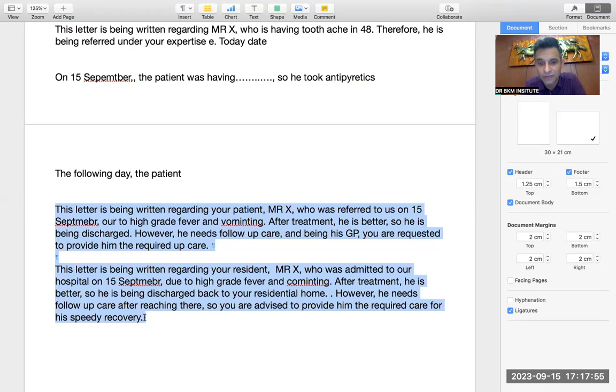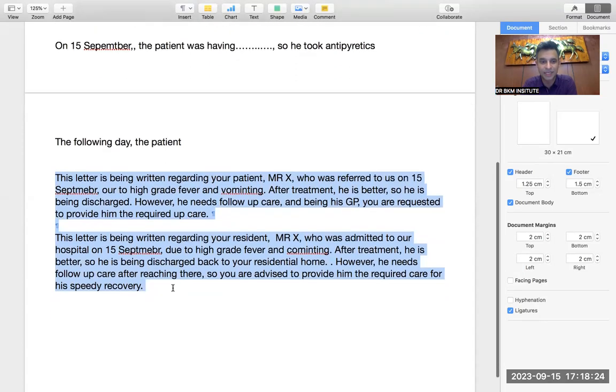in these kinds of letters, when the GP already knows the patient, when the patient already lives in the residential home, obviously social history and medical history should not be written. Because if the patient belongs to the GP, the GP would already know the social and medical history. The same applies to discharge back letters: if the patient is coming from the residential home, they would already know this.